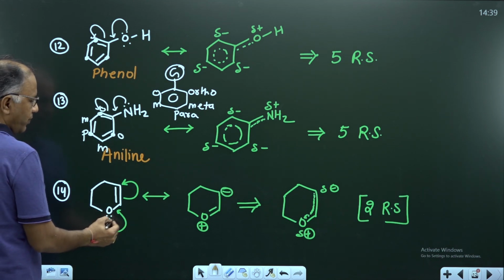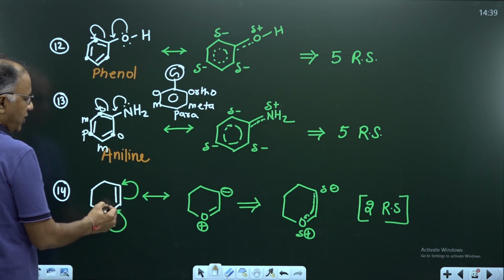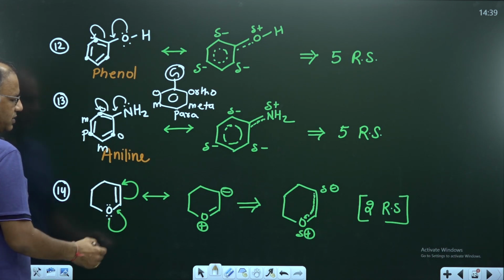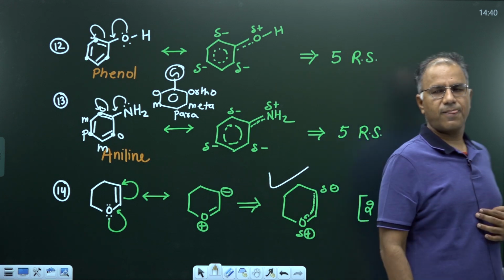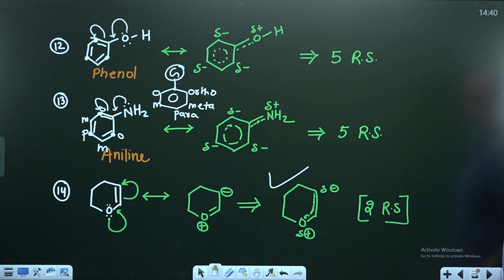Now in this case, the lone pair of oxygen and the pi bond will delocalize. So this will be the resonance hybrid. How many RS will form? 2 RS. Got it?